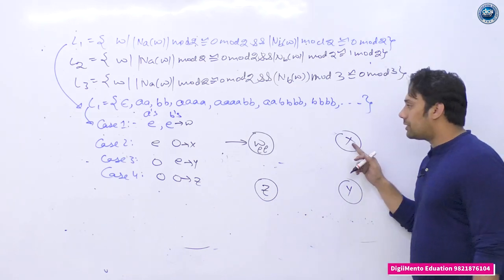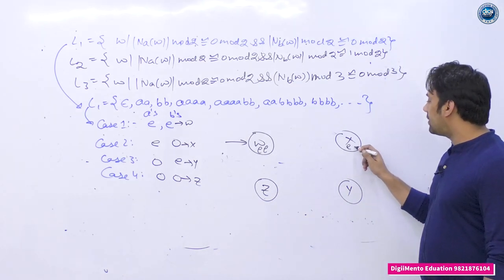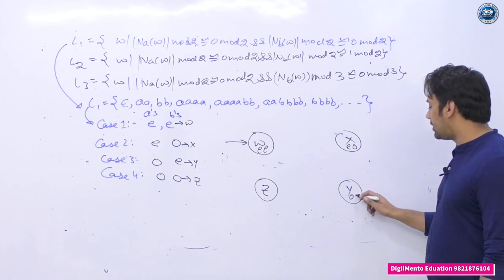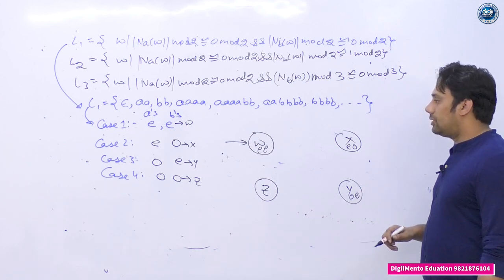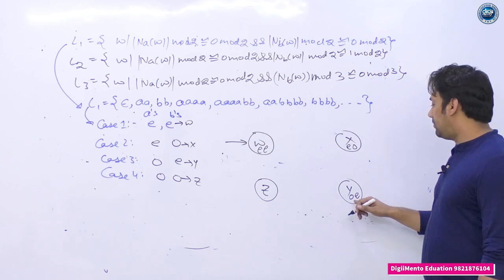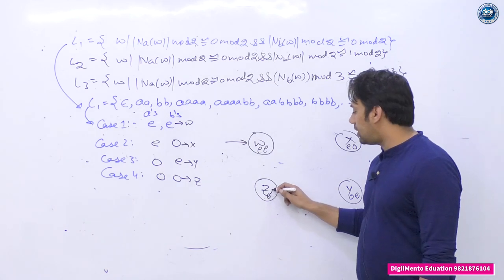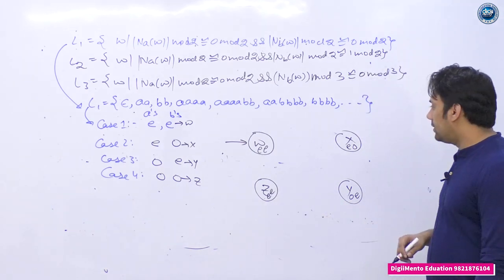If you are at this state, it means A is even and B is odd. If you are at this state, that means B is even and A is odd. And this means both of them are even. Okay, so now what will happen?